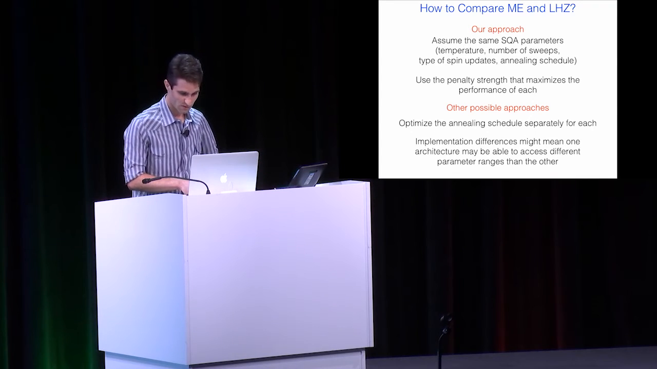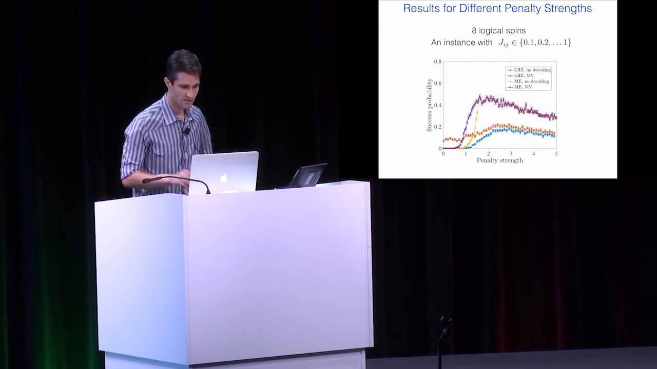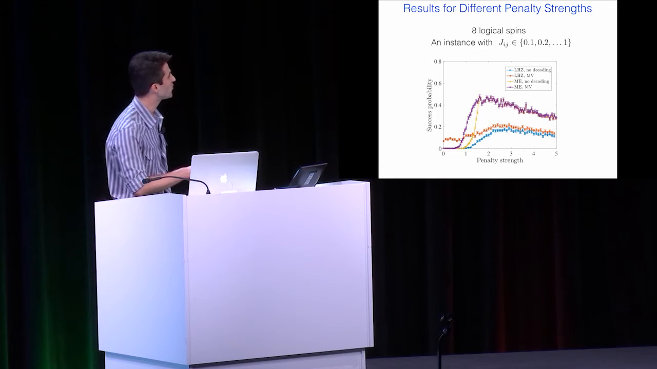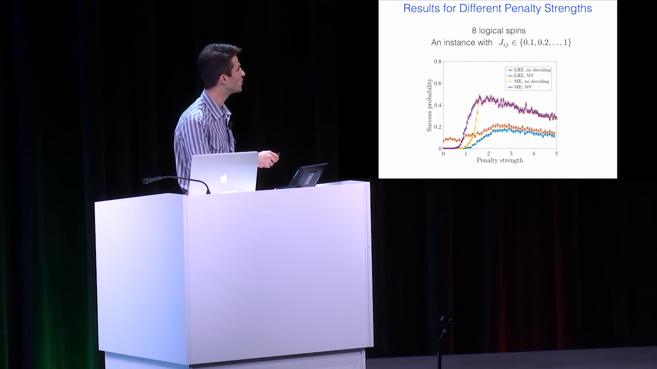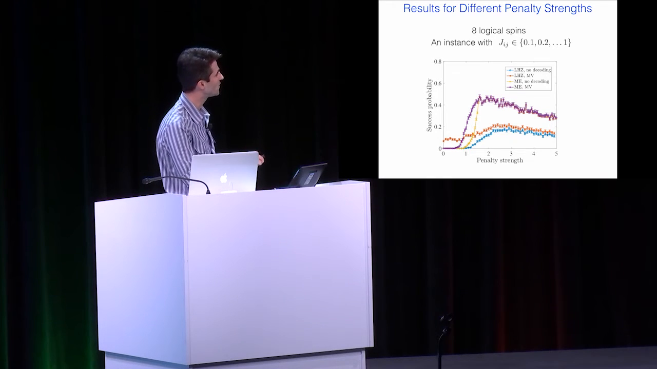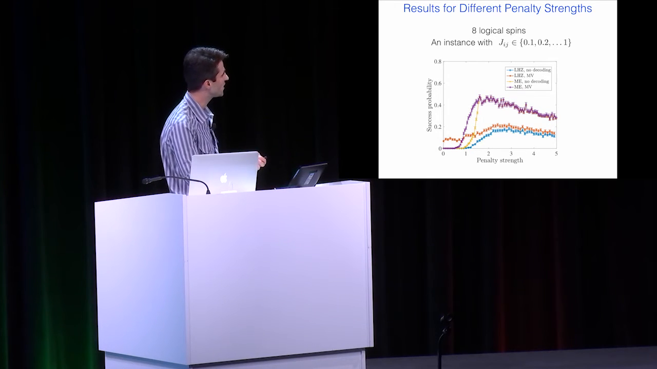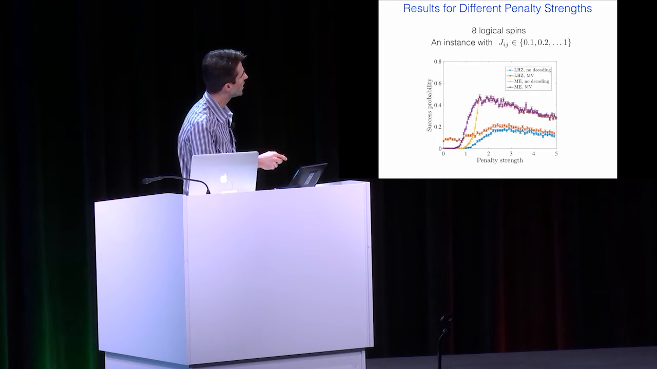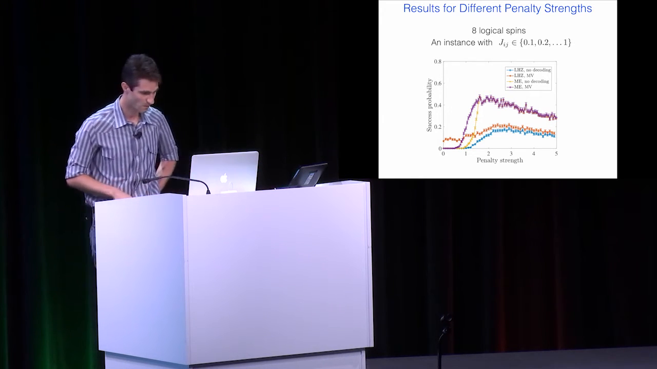So let me show you some results. So here is a single instance. Right? So this is an 8 logical spin problem. The J_ij are picked randomly from 0.1, 0.2, all the way to 1. And what I show in this plot is the probability of reaching the ground state for different penalty strengths. And there are different curves here. There are LHZ curves with no decoding, minor embedding curves with no decoding, and then LHZ curves with a majority vote, so this is with the random spanning trees, and then minor embedding with a majority vote on the chains.